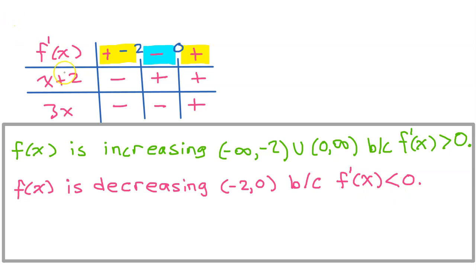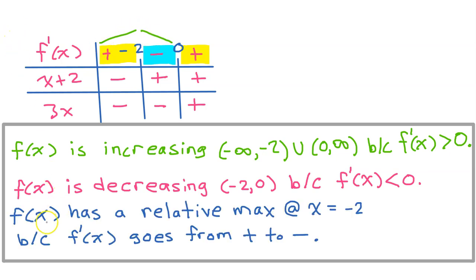Now let's see if we can identify the extrema. Where will there be a relative max or a relative min? If f of x is increasing in this interval, and then decreasing in this interval, you can see that we have a relative max at negative 2. It's kind of at the top of a little hill. So we would say f of x has a relative max at x equals negative 2 because f prime goes from positive to negative.